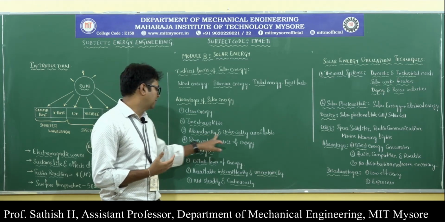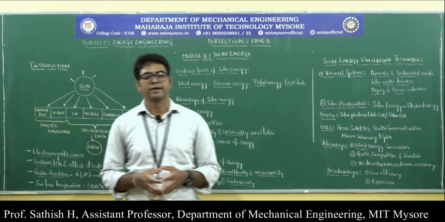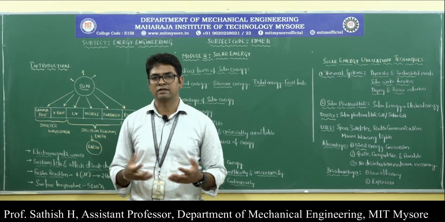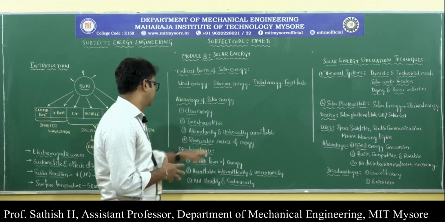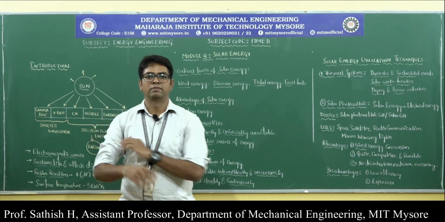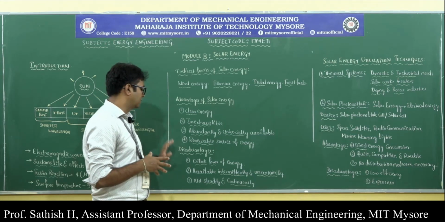And then it is abundantly and universally available. If you take the face of the earth, it is available in very large quantities, that is, it is available abundantly, and it is universally available everywhere on the earth. So those are some of the advantages of solar energy.